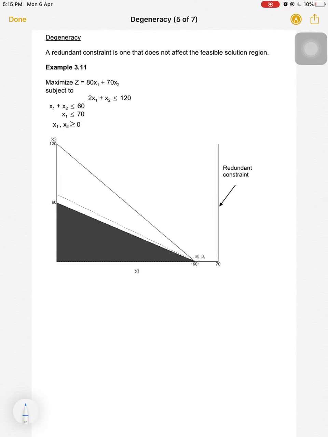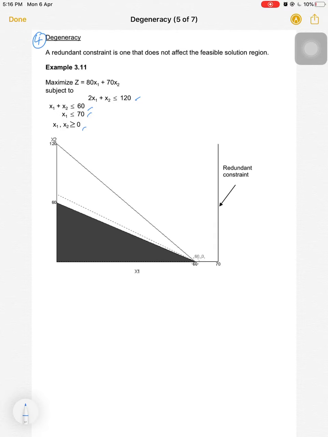Okay, the last special case is degeneracy. Special case number 4. For the graphical method we usually call it a redundant constraint, and for the simplex method we call it degeneracy. First we look at the graphical solution. A redundant constraint is one that does not affect the feasible solution region. Example 3.11: here we have 5 constraints. Plot all constraints on the graph, then find the feasible region.